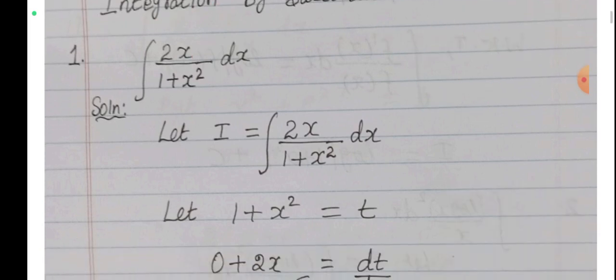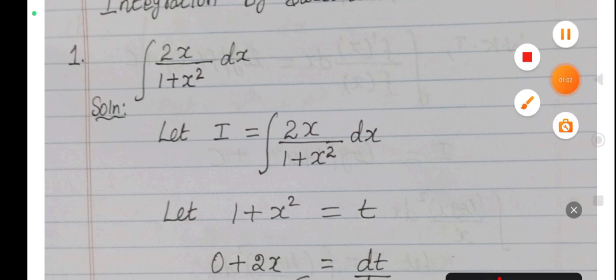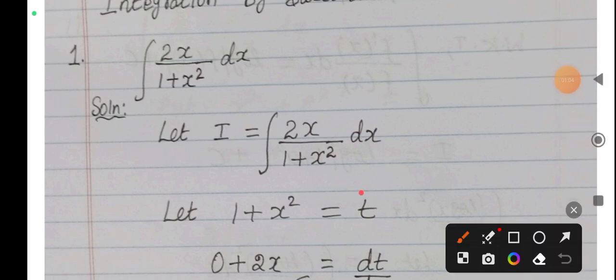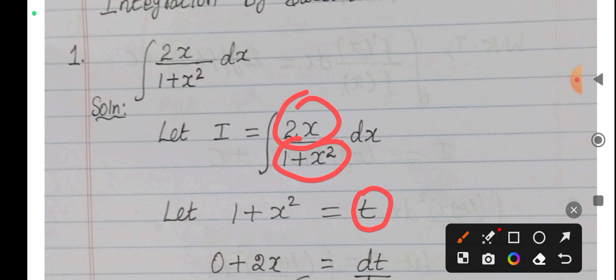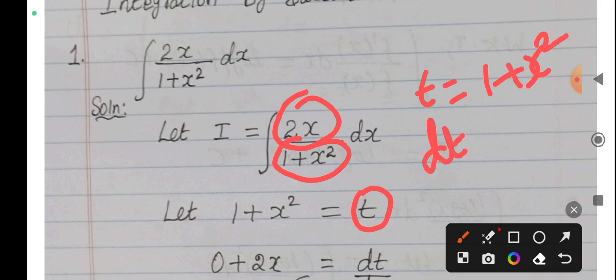What does the substitution method mean? You have to take one term as t. Not only t, you can take any other variable apart from x. You may take 1 plus x square or you may take 2x. Once you have taken one term as t, as 1 plus x square, you have to differentiate. Even here, where integration is involved, for the substitution method we want to do differentiation.